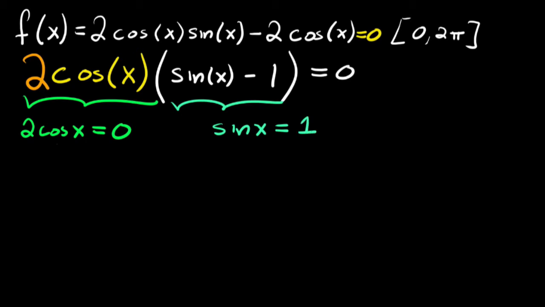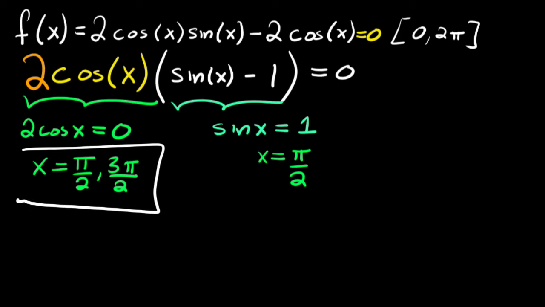Okay, so we don't have to worry about the 2 because we just divided, but where is cosine equal to 0 between 0 and 2 pi? Well, I know that's true when x is equal to pi over 2 and 3 pi over 2. And sine of x is equal to 1 only at pi over 2. That's the only spot. But notice that we already found that one. So it's okay to have duplicates, but we already had it over here. So we have 2 zeros, pi over 2 and 3 pi over 2.